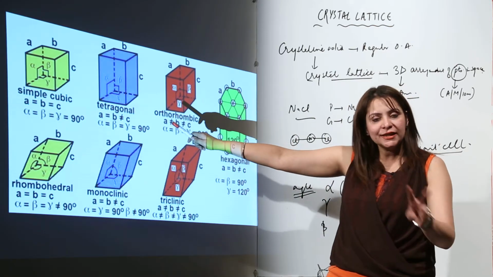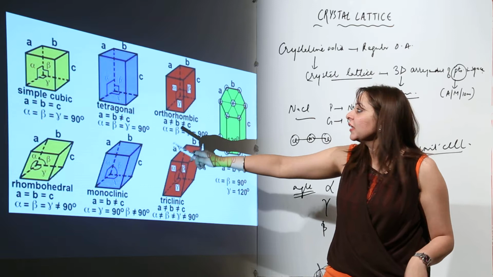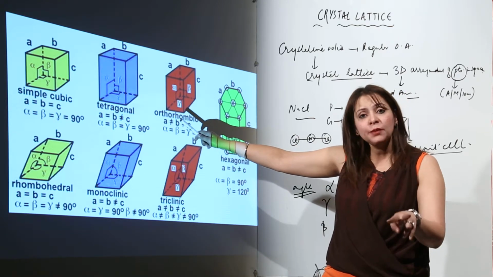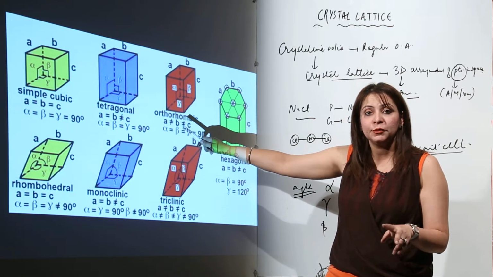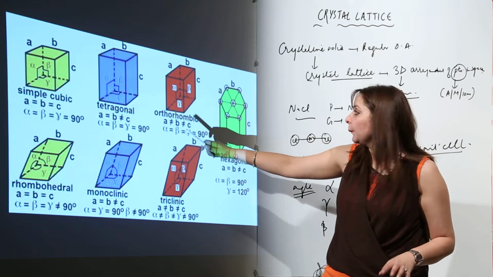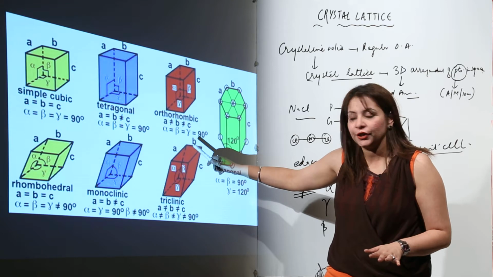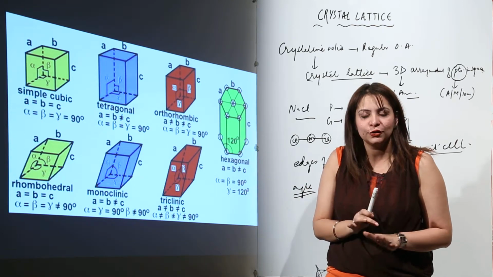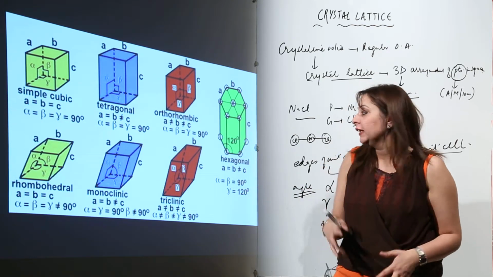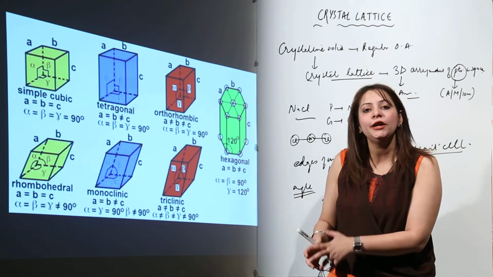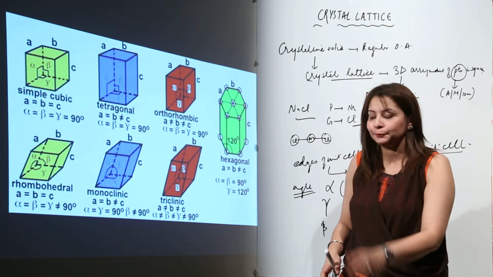Cubic is that 3 sides are equal, 3 angles are 90 degrees, right? Tetragonal is that in which A and B are equal, but B is not equal to C, and the angles are again 90 degrees. Third, orthorhombic: none of the sides is equal, but still the angle is 90 degrees. So these are the 3. I think you got an idea about these 3. Now next we should do the remaining 4, because actually they are a total of 7.